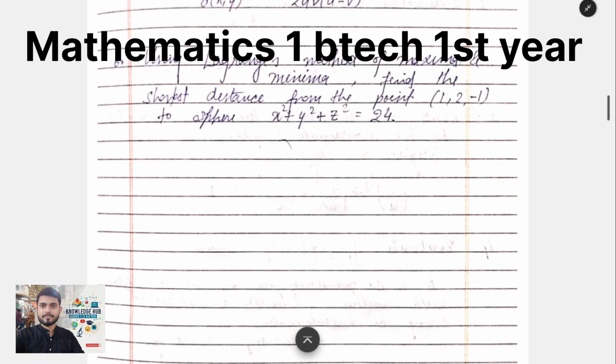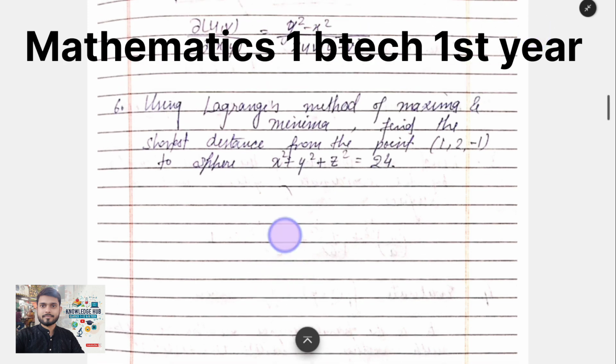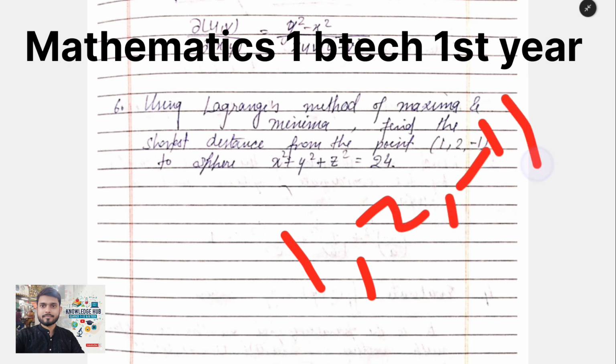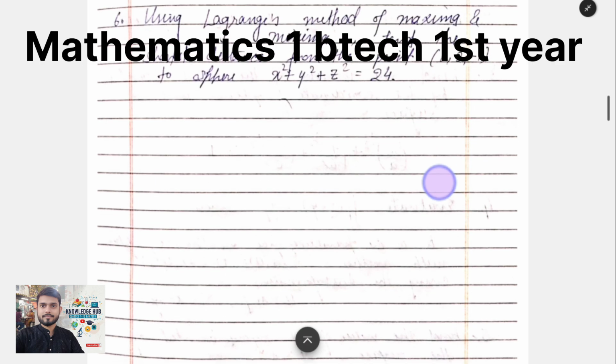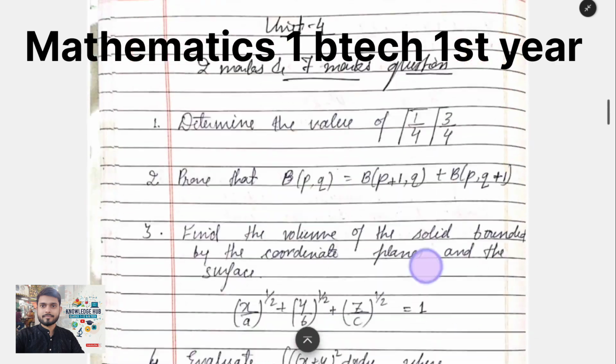Now, using Lagrange's method of maxima and minima, find the shortest distance from the point (1, 2, 1) to the sphere. This is the equation of the sphere. This is all about unit 3.